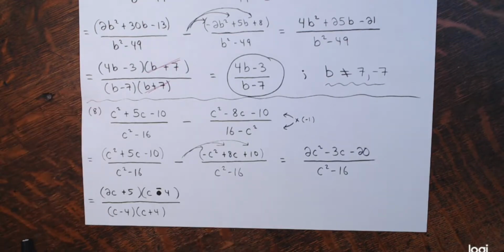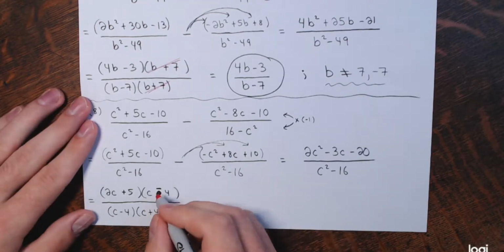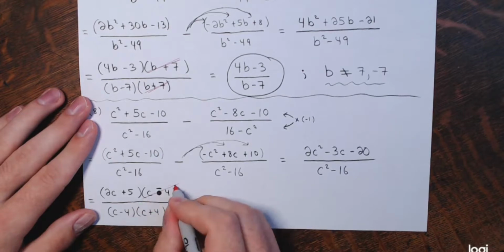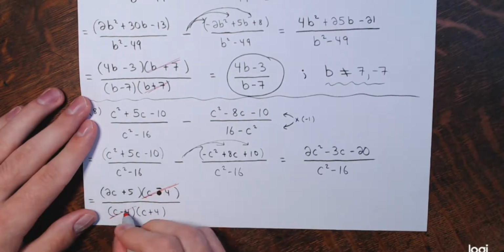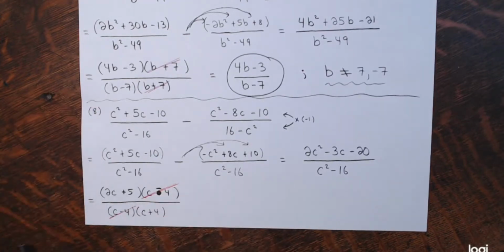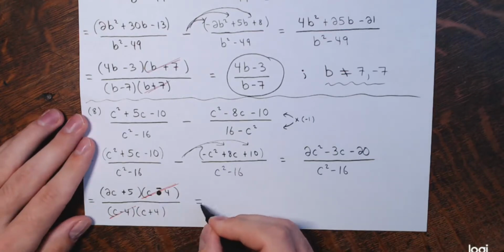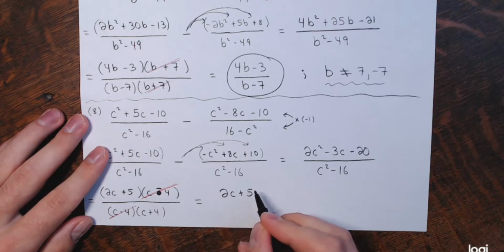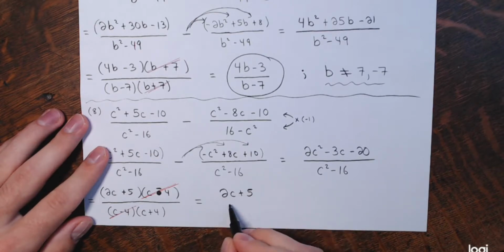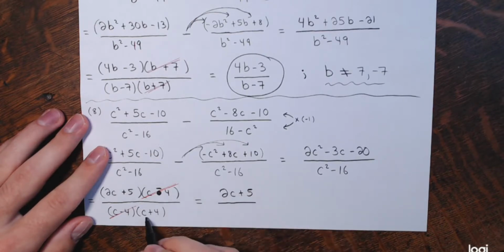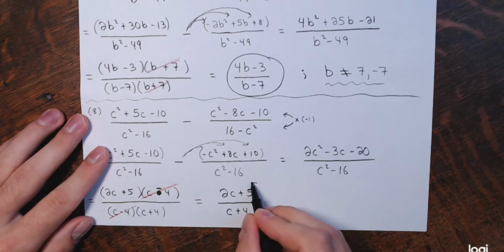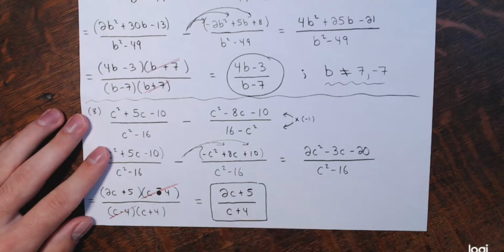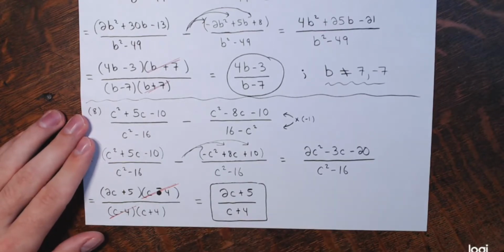And then I cancel common factors. The only one I'm seeing is c minus 4 and c minus 4 in the numerator and denominator. So those become 1. And all I'm left with now is the factor of 2c plus 5 in the numerator. And since it's its own factor, I don't need parentheses around it. And the only factor down here is c plus 4. Again, since it's the only one, I don't need parentheses around it. And there you go, 2c plus 5 divided by c plus 4.